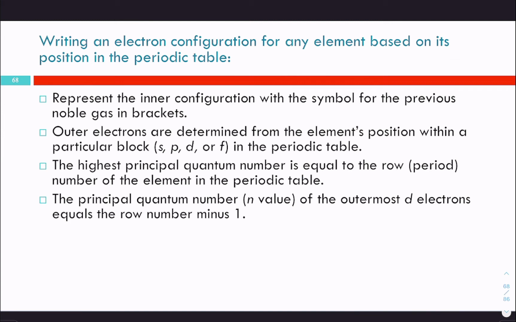So I guess I kind of showed you this already, but you can write the electron configuration for any element based on just where it is on the periodic table. You use the symbol for the previous noble gas in brackets. That represents core electrons. Your valence electrons, or outer electrons, are determined from the element's position within a particular block. So you find its row. That'll be the number that goes in front of your valence electrons. And you figure out where it is in the block, and that's how many electrons it has in whatever block it's in.